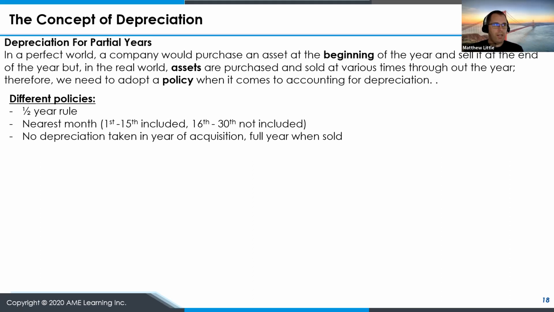The other option is you might have the nearest month. So if you bought it in the first half of the month, you include that month. Say you bought it in March and your fiscal year is December, and you bought it March 15th or March 1st, you would take 10 months out of 12 times the first year depreciation. If 16th to 30th is not included, so say you bought it March 16th or March 30th, you would only include 9 months out of 12 because you would not include the month of January, February, or March.